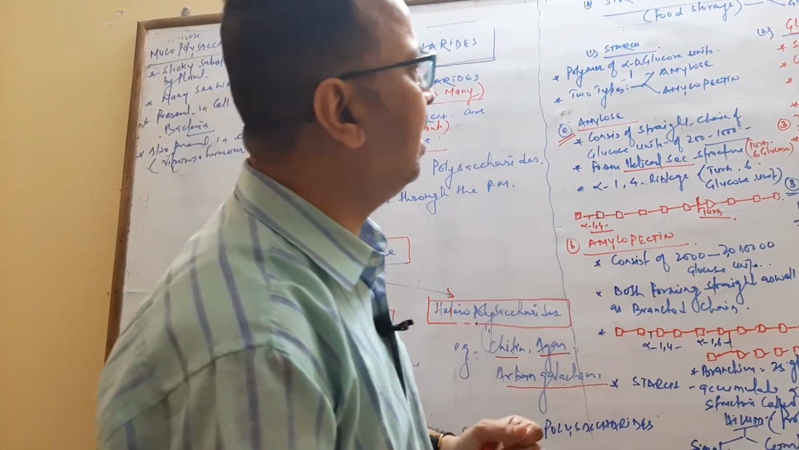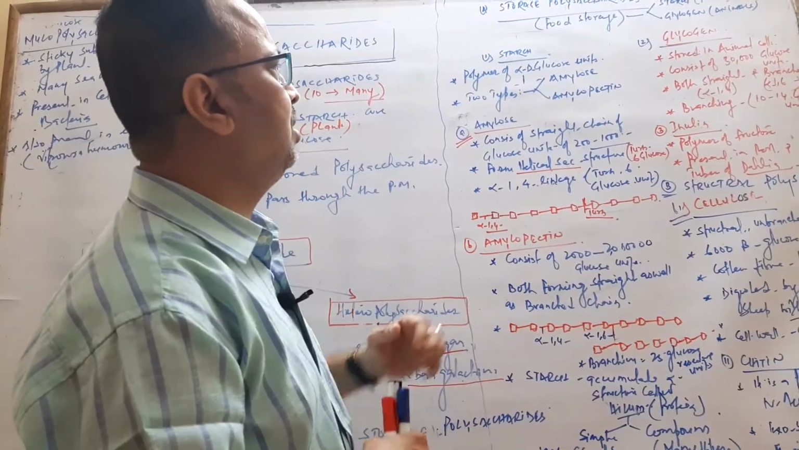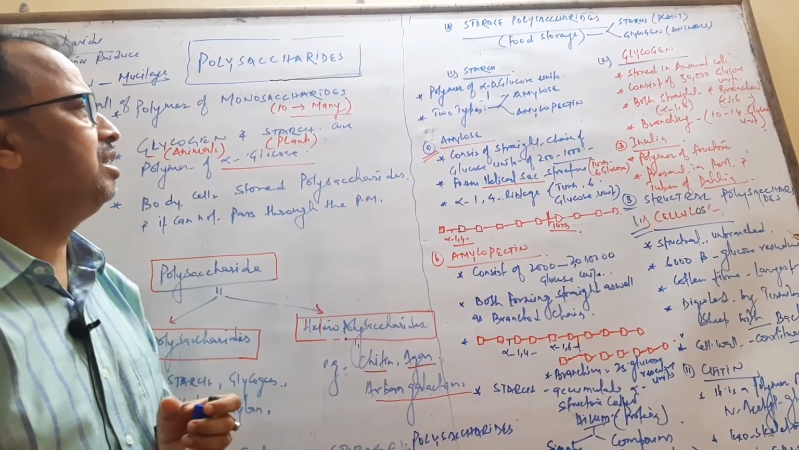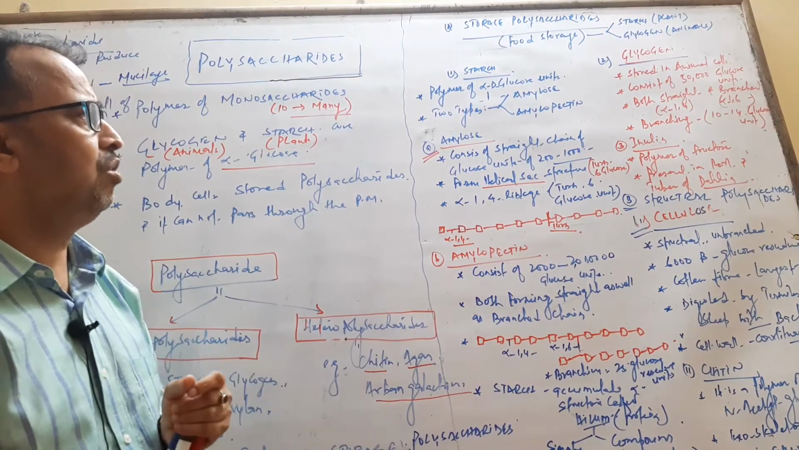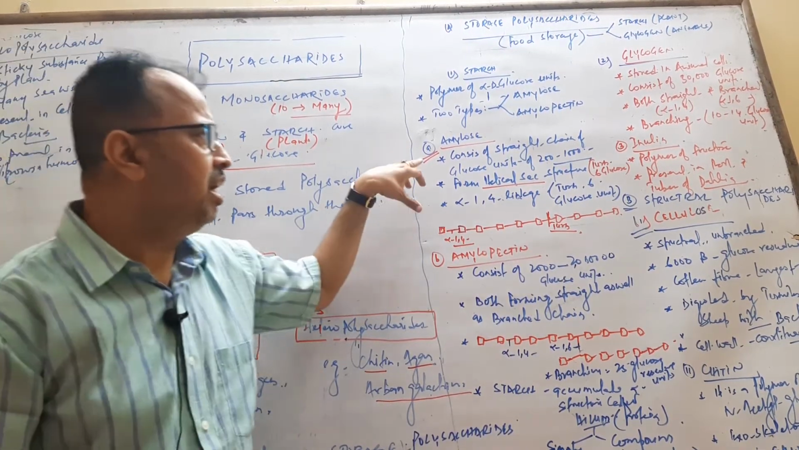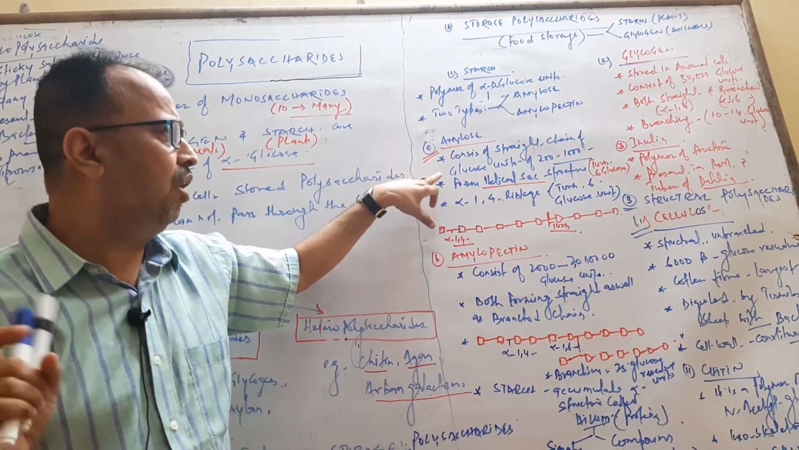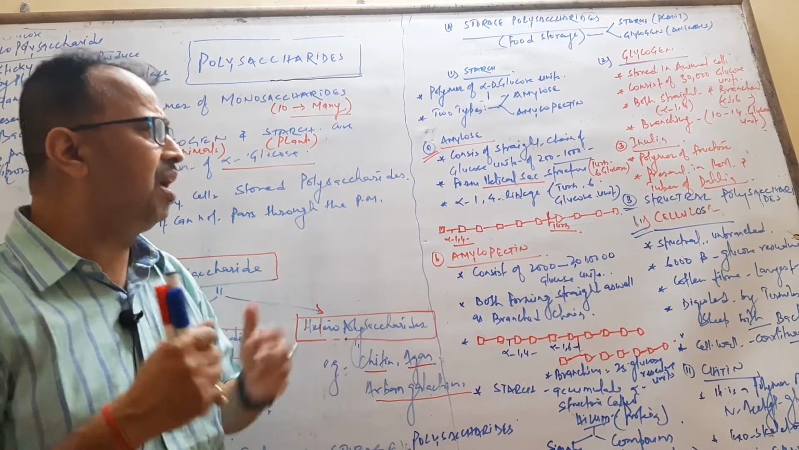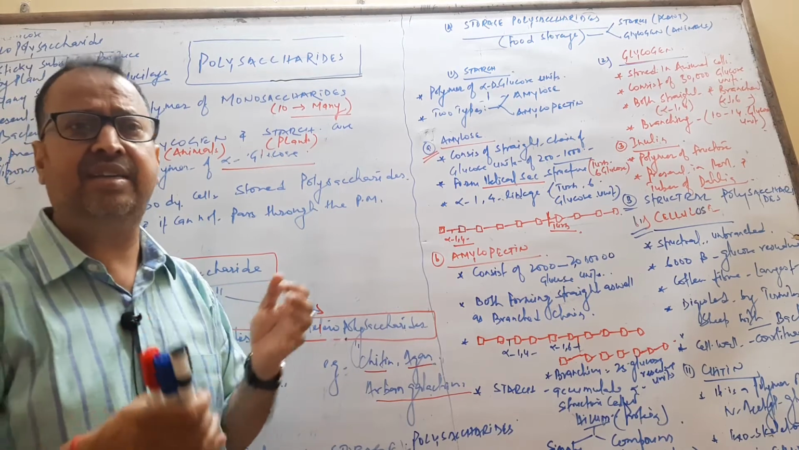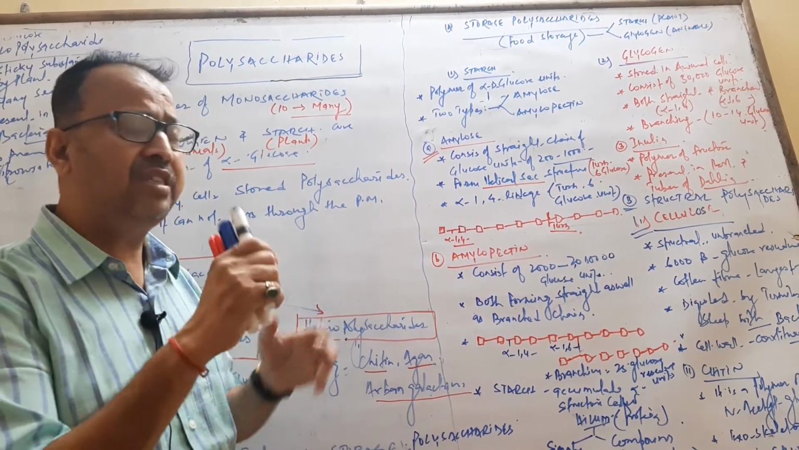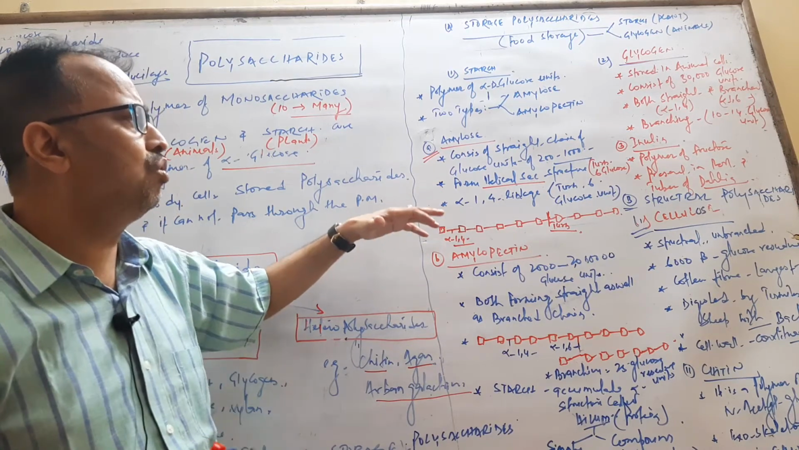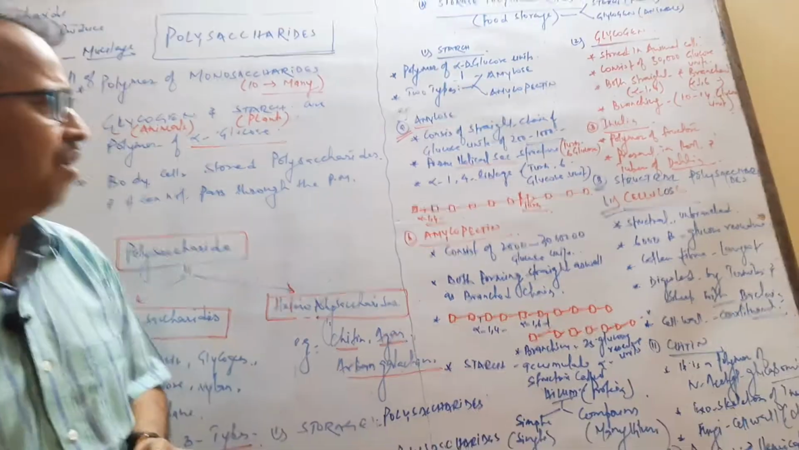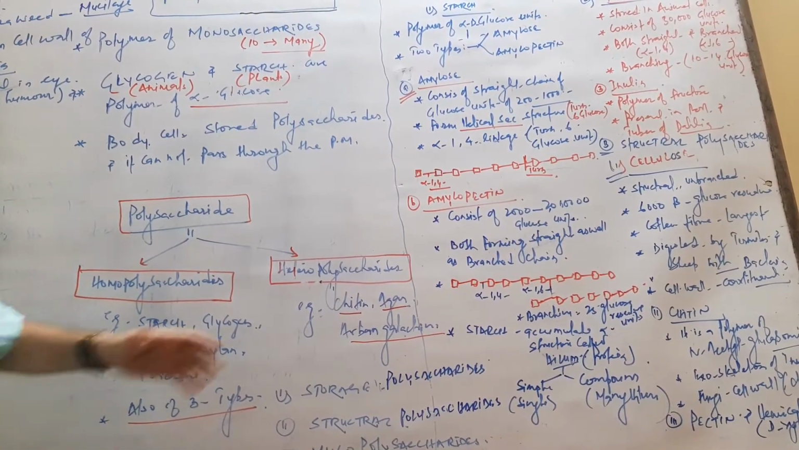In storage polysaccharides there are 2, starch and glycogen. Starch is a polymer of alpha D glucose, and it is of 2 types, amylose and amylopectin. Amylose is only a straight chain of 200 to 1000 glucose residue units, and it forms a helical secondary structure which turns every 6 glucose residues. The linkage is alpha 1,4 linkage only. So it is a straight chain.